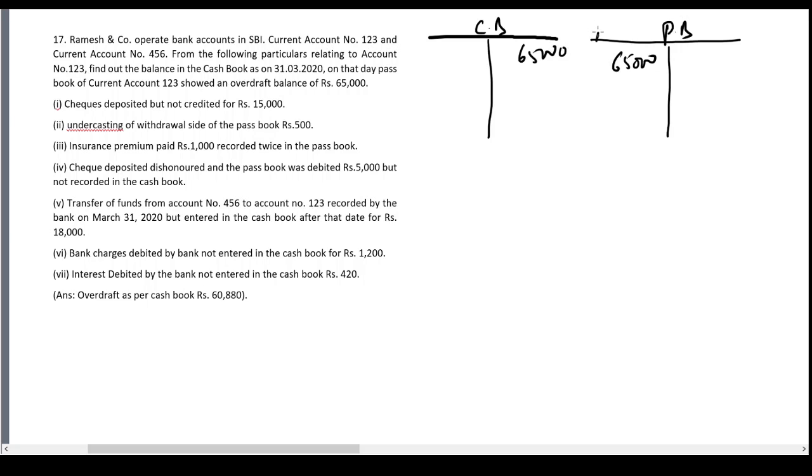So passbook debit side, this is the withdrawal side, deposit side, withdrawal side and deposit side. This is the passbook of account number 123 and this is the bank account of 123 in our books, or the bank column of bank account number 123 in our cash book. Checks deposited but not credited 15,000. 15,000 worth of checks were deposited, that means recorded in the cash book in the deposit side, but there is no credit in the passbook.